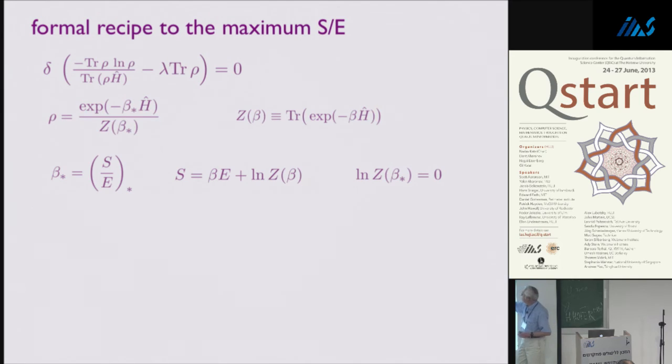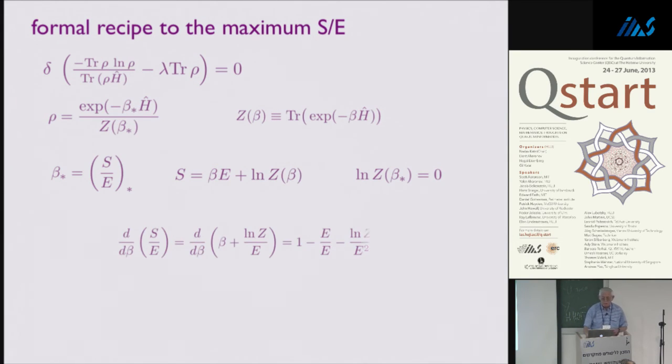There's only one zero, because this function of beta is monotonically decreasing with beta, so if the log has a zero, it has only one zero. So there is only one extremum, and this extremum has to be a maximum if it exists. And here is a little proof. You differentiate with respect to beta. That's the formula for entropy. And when you differentiate, you can see that there is a cancellation, and you get this expression here.